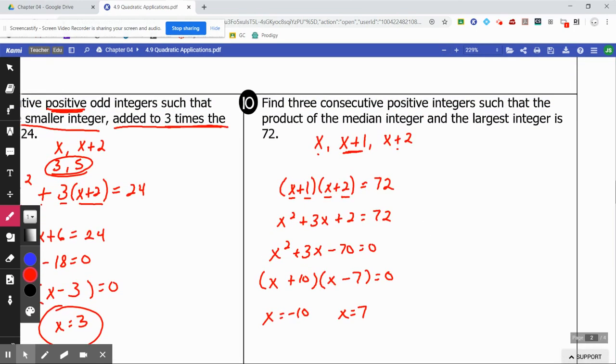However, it does say 3 consecutive positives, so x cannot be negative 10. X is 7. X plus 1 is 8. X plus 2 is 9. And you can check that. The product of the middle and the largest is 72. It does check out.